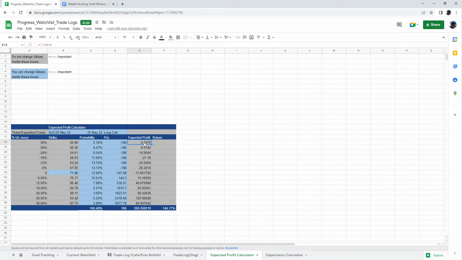So the C18 will be the probability times the profit and premium, loss. Okay. How are you getting the probability? Probabilities derived from the platform? Yeah. So I had to go in and find each strike price and then calculate the probability, or just type in the probability.